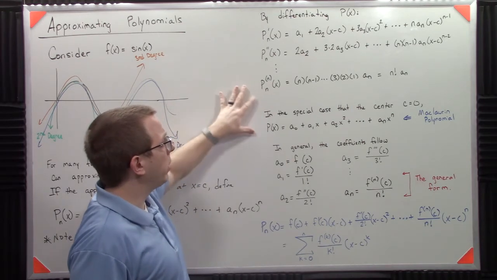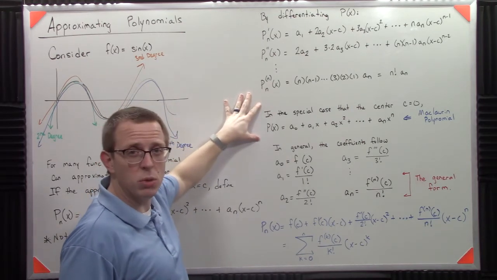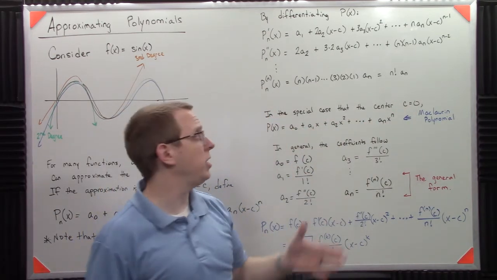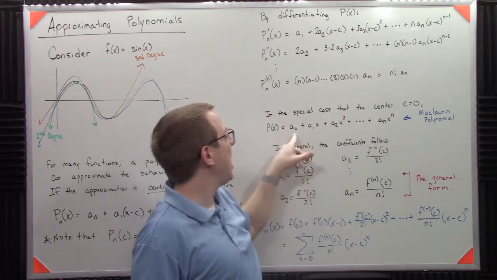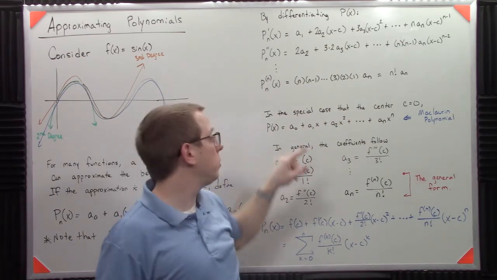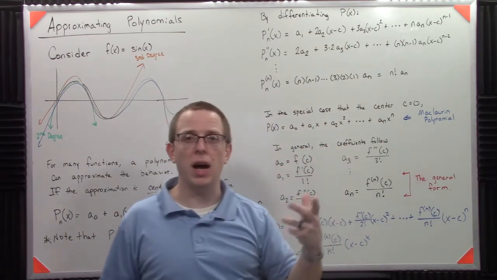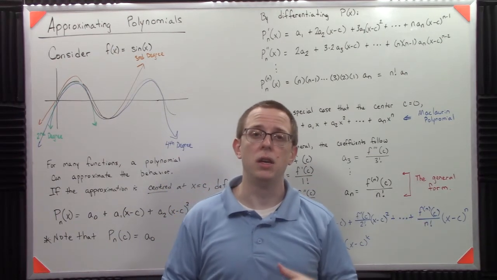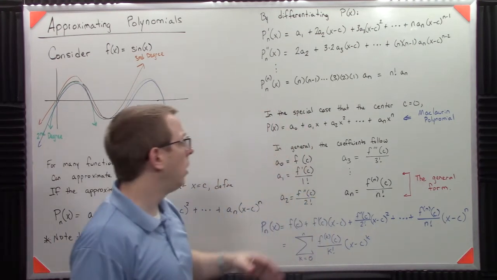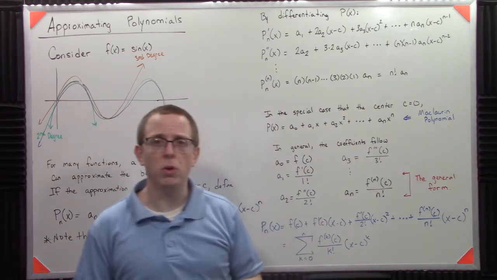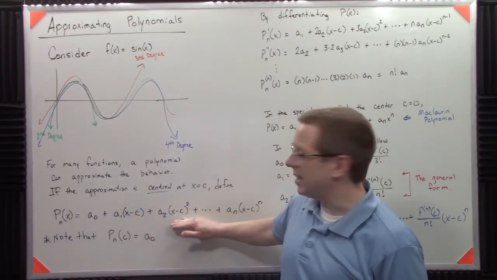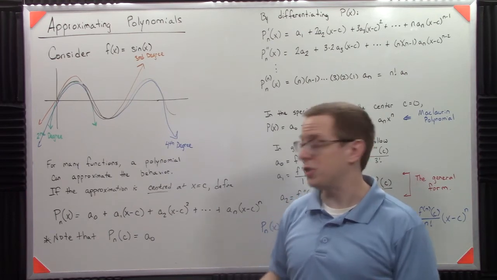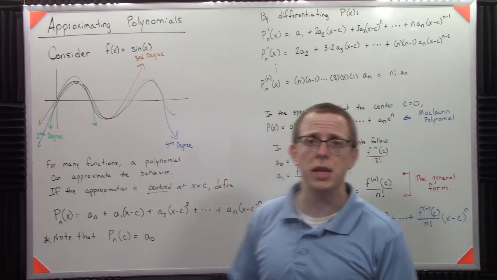Now, I do want to point out something important. In the case where c is equal to 0, where that center value is 0, it's a really nice approximation because now I don't have this x minus c, I actually just have x's. That's a lot cleaner, right? And when I take my derivatives, I just plug in 0, so it blows out everything that's not your leading term. This is what's known as a Maclaurin polynomial. This is what's known as a Taylor polynomial. So they're related. A Maclaurin polynomial is just a special case of a generalized Taylor polynomial.